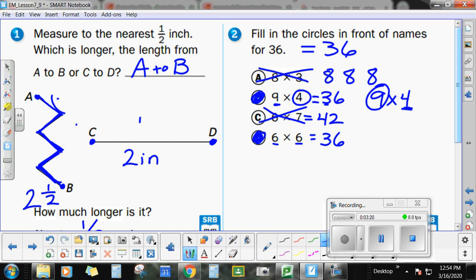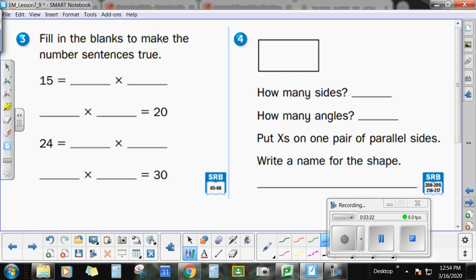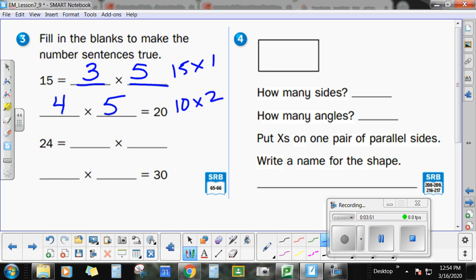All right. Moving on. Fill in the blanks to make the number sentence true. So you have to find 2 factors that would multiply together to get 15. So a lot of you probably did 3 times 5 or 5 times 3. You could also do 15 times 1 or 1 times 15. All right? To get 20, I'm sure some of you did 4 times 5 equals 20. You could also do 10 times 2 or even 20 times 1.